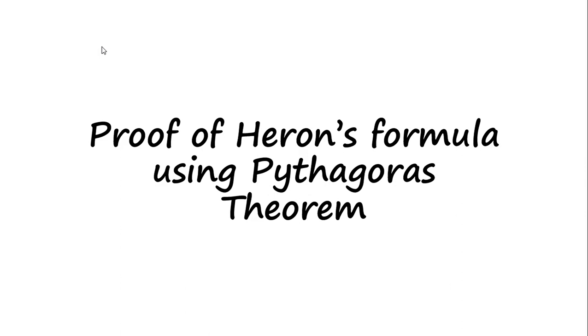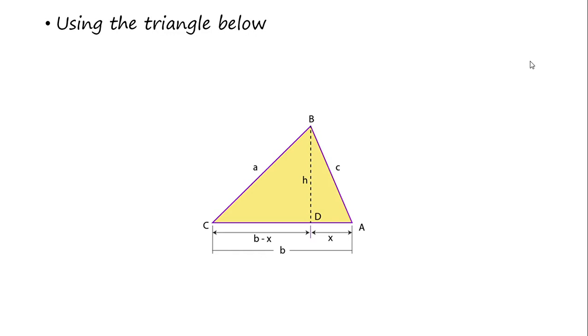Hello, welcome to this session where we look at the derivation of Heron's formula, which is used to determine the area of any triangle provided we are given the length of the three sides. My name is Norman Inyang, and we base our derivation on Pythagoras' theorem.